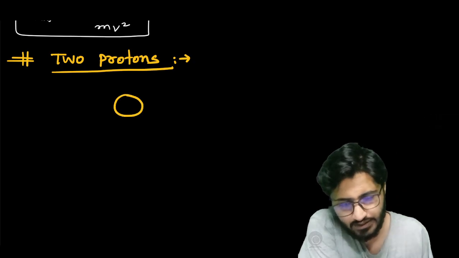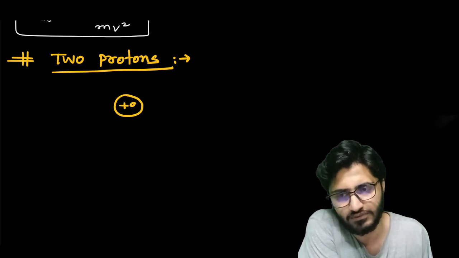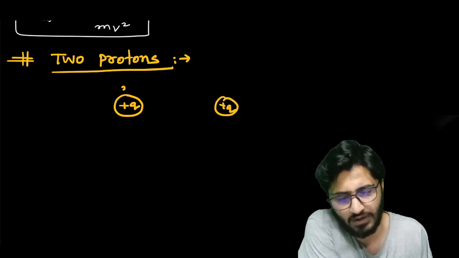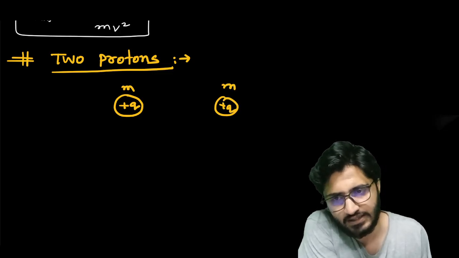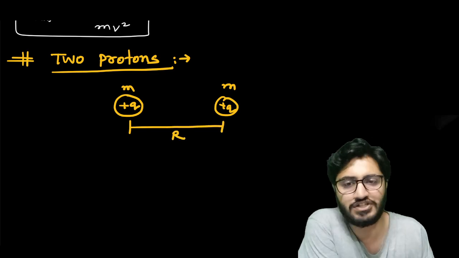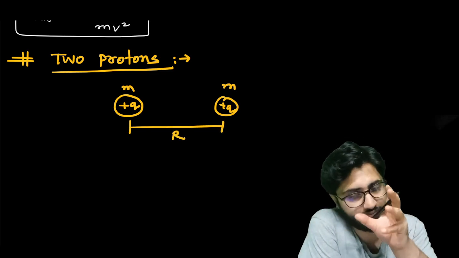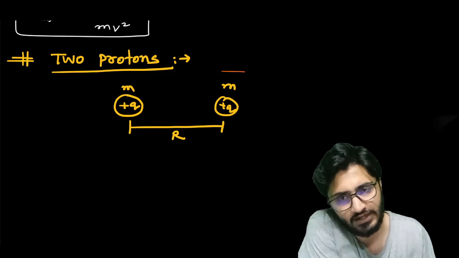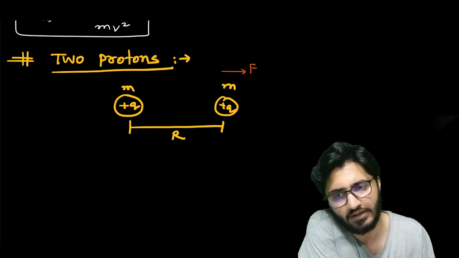One particle here with charge plus q, same two protons. Then mass is the same, m and m. Distance between them is r. Initially, it is the initial condition. Both are at the distance. We know that it will apply a Coulomb force here, and this one will apply a Coulomb force here.